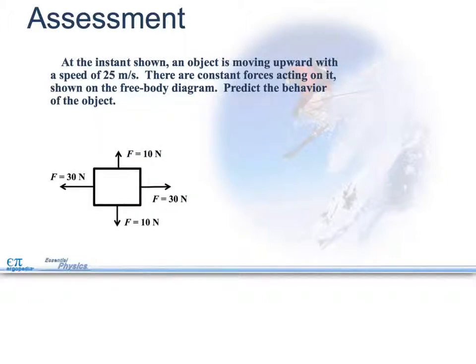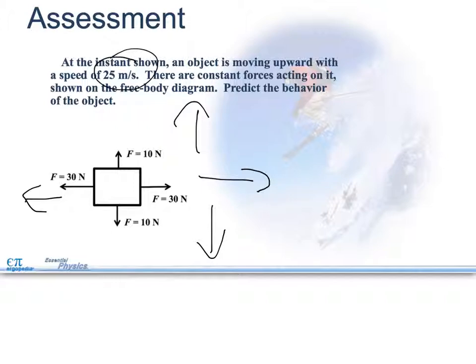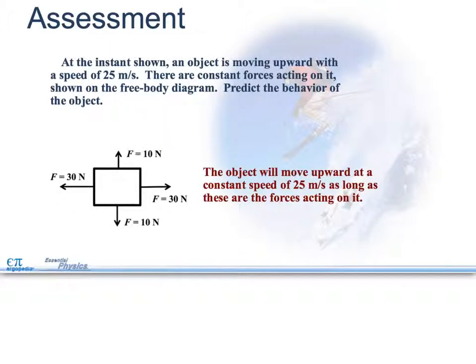At the instant shown, an object is moving upward with a speed of 25 meters per second. There are constant forces acting on it, shown on the free body diagram. Predict the behavior of the object. So if you've got 30 going this way and 30 going that way, what happens to them? They're canceling out. If I've got 10 going this way and 10 going that way, they're canceling out. So if everything cancels out and it's moving upward at 25 meters per second, the object will move upward at a constant 25 meters per second as long as these are the forces acting on it. All the forces canceled each other out, so it kept doing what it was doing.